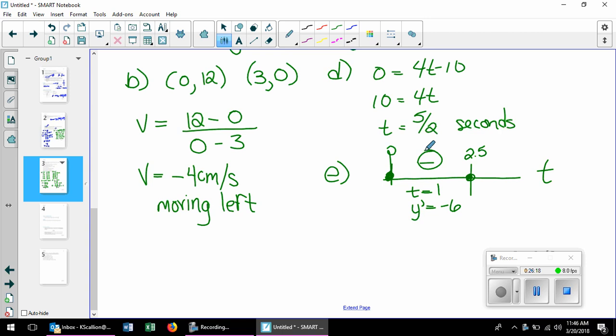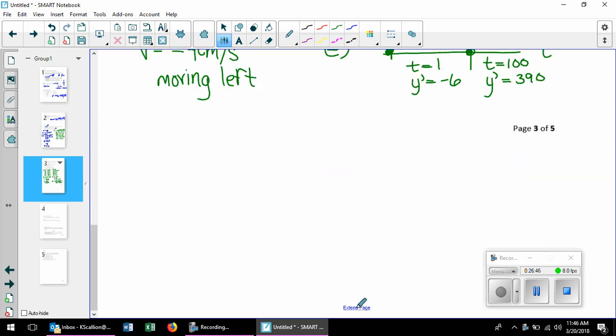So pick a value greater than 2.5. 100. All right. So t equals 100. What's y prime equal to? 390. All right. So positive or negative? All right, so we can make a statement. We have to make a statement about time. So what do we know? Do you want to use intervals or set?